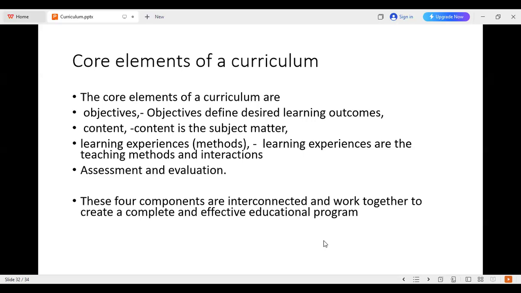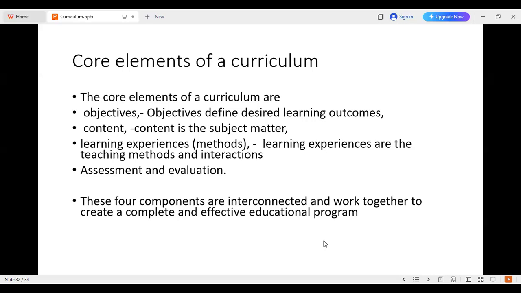National level: Ministry of Education, National Education Commission, National Institute of Education, the Department of Examinations, the Department of Educational Publications. Their objectives, functions and duties, powers, content. Content is the subject matter. Then learning experience. Learning experiences are the teaching methods and interaction.